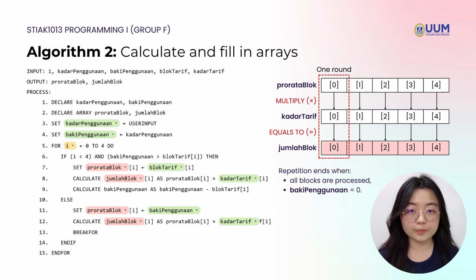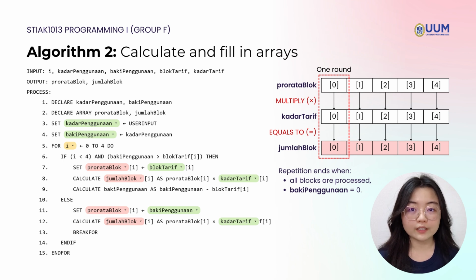Kadar penggunaan is obtained from the user input. Next, baki penggunaan takes the value of the kadar penggunaan. This avoids confusion because baki penggunaan is used in the calculation process and its value changes during the iteration process, while kadar penggunaan remains the original value and will be used as input in the following algorithms. I is used for the iterative process to check the baki penggunaan. The process repeats until all blocks are processed or baki penggunaan becomes zero.